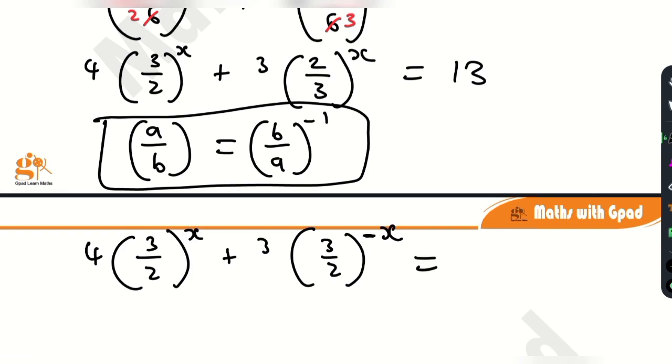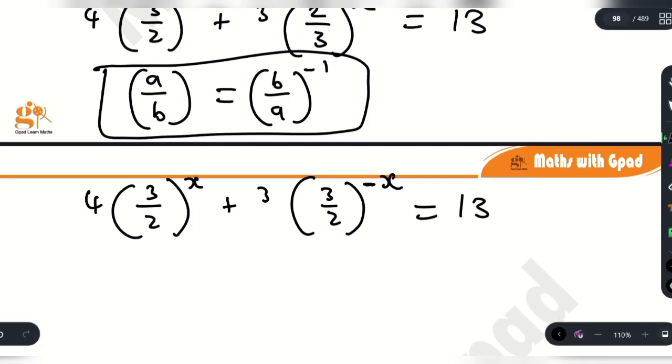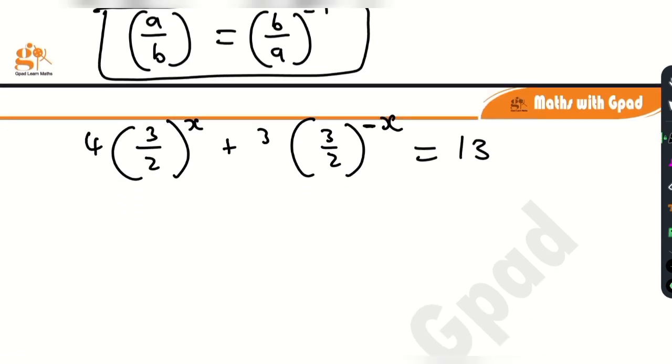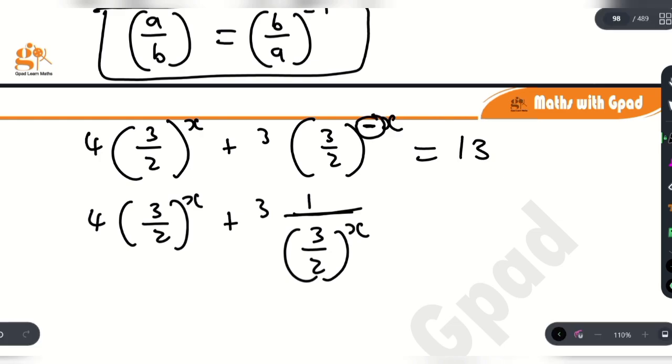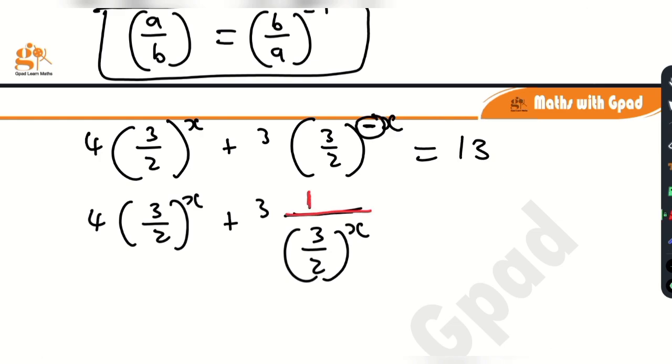So this is equal to what? 13. Are you with me? Now, I will do something else. Watch this. I'm going to say 4 bracket 3 over 2 raised to the power x plus 3. This minus sign can become 1 over 3 over 2 raised to the power of x. There's no negative sign here again. See, this negative sign is what you have here. Let me show you. Is what you have here. Okay? Everything is still from the law of indices.